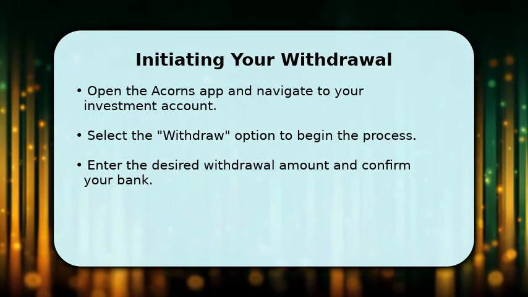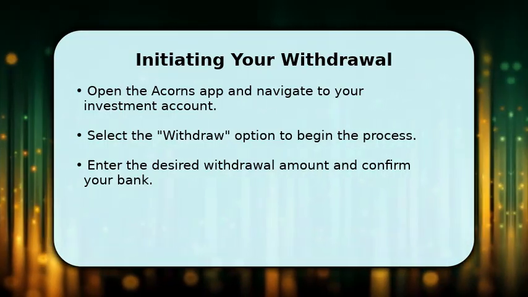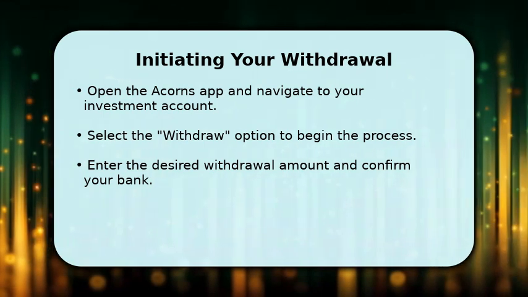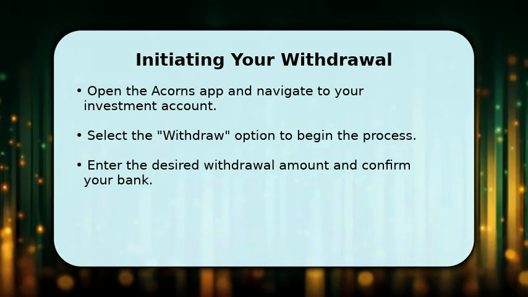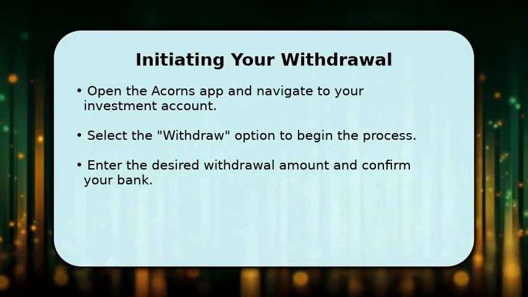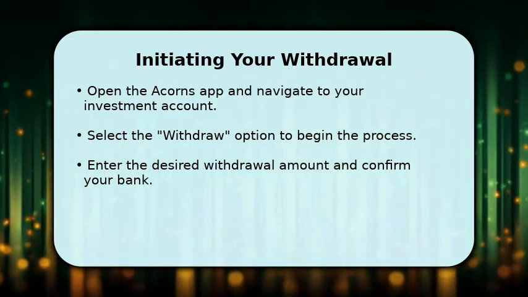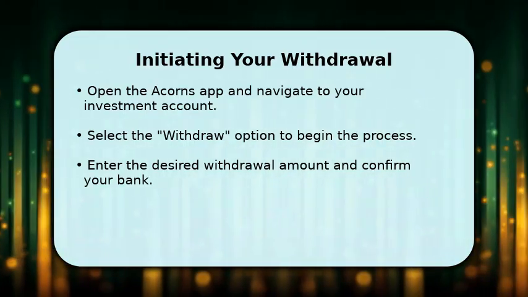To start, open your Acorns app and tap on the specific investment account from which you wish to withdraw. Look for the Withdraw button, usually found within the account details. You'll then be prompted to enter the amount you want to take out and confirm the linked bank account where the money should be sent. It's a simple, guided process.